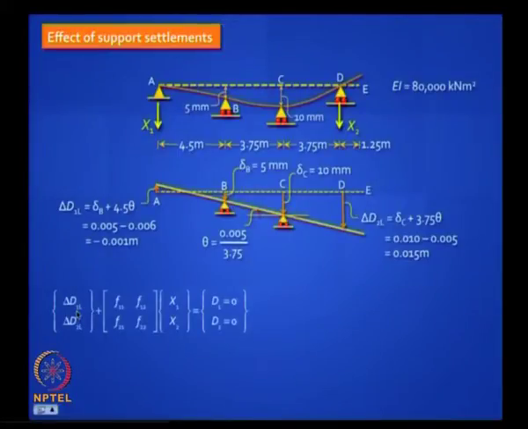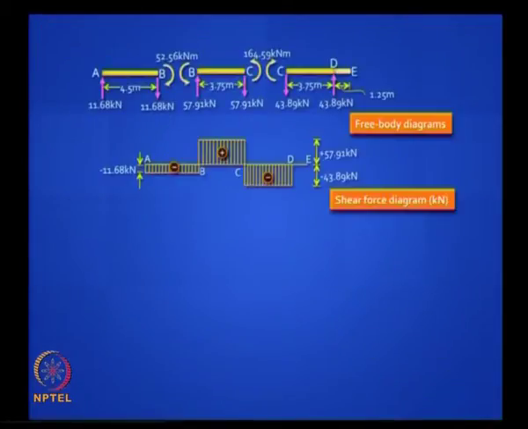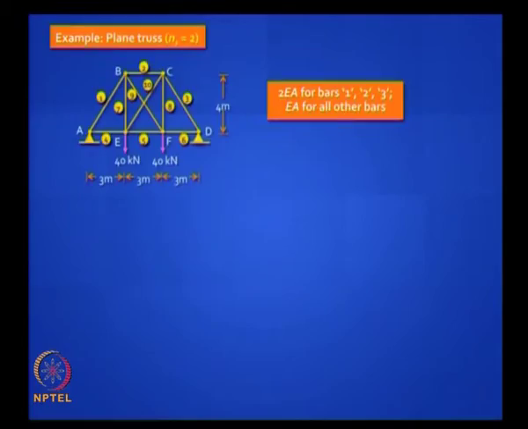Supposing you have a problem in which you have both the external loading and this, then you add those two quantities on the left hand side, that is it. F1, F2 is all known, solve this equation, you get x1 and x2, and then you can draw your free bodies, shear force diagram, bending moment diagram, and deflected shape. Is this clear? Conceptually it is very straightforward.